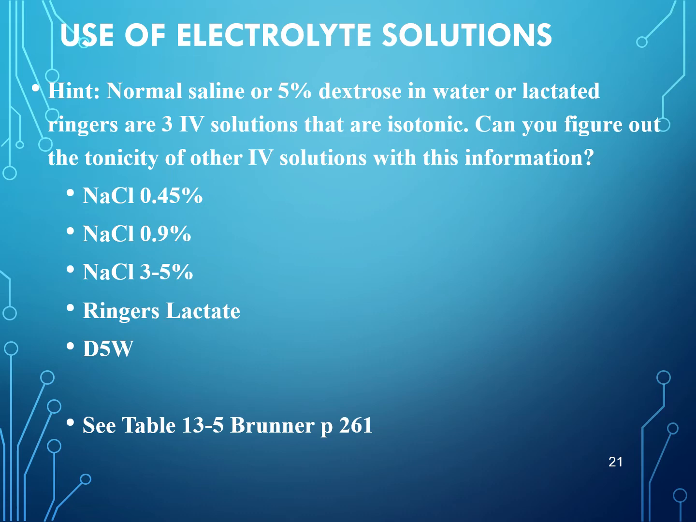Then we have D5W, which is our 5% dextrose and water, D5W. It's isotonic. There's no electrolytes. It supplies calories, and it's 170 per bag, and it's free water to excrete and quickly metabolize.